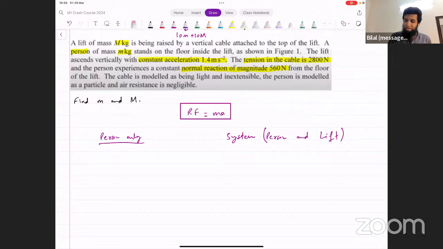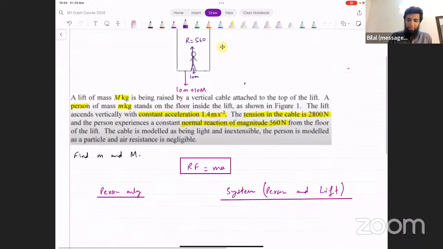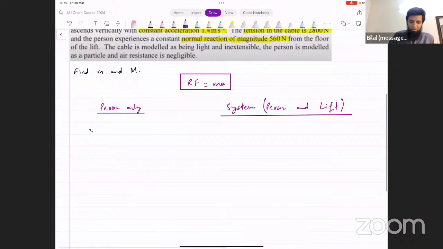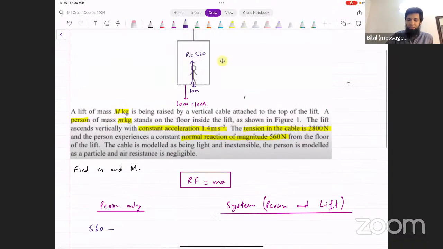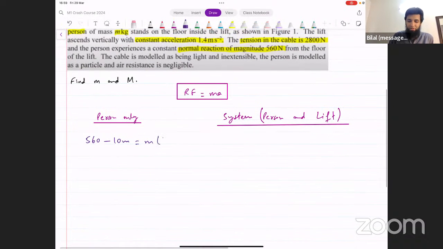So what are the forces acting on the person? What's the forward force on the person? Since the person is moving upwards along with the lift, from one floor to another, the forward force is 560, the reaction. What's the backward force, downward force? That's 10 times m. That equals mass of the person, which is m, into acceleration, which is 1.4.